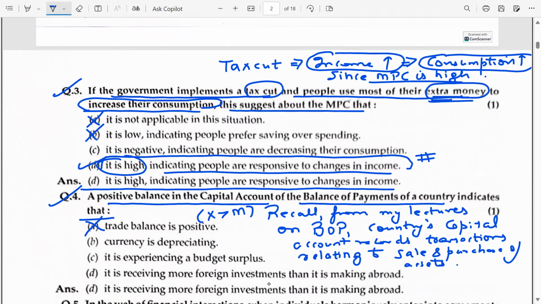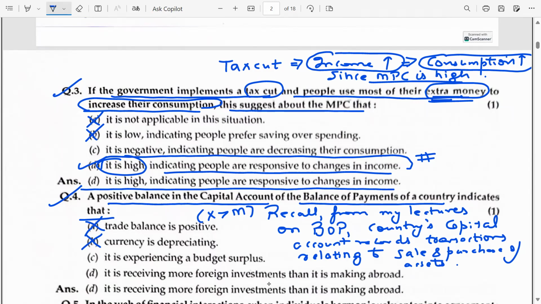Does it mean that the currency is depreciating? No. It doesn't imply that the currency is depreciating, because a positive balance in the capital account actually means that foreign investments are coming into our country. That means foreign currency is coming into our country. Okay, so when foreign currency is coming into our country, I can say that the supply of foreign currency in our country is increasing, and when supply increases in our country, then the domestic currency appreciates instead of depreciating.